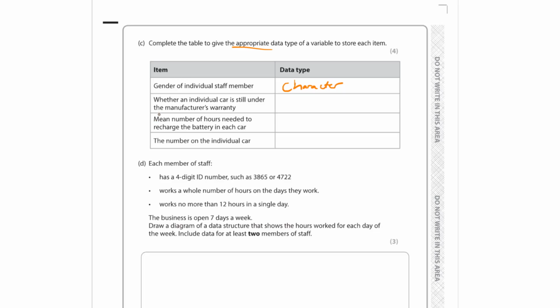So next one, whether an individual car is still under the manufacturer's warranty. This is a Boolean, i.e. it's either not or it is, so true or false for this condition. For mean number of hours needed to recharge the battery in a car, well, mean is going to end up with a fractional value, i.e. 2.45 hours. So this is best to be a real or a float, you could also call it. An integer wouldn't really work because you're doing an average here, it's meant to be accurate. And then the number on the individual car, this would be an integer because you're not going to have number 2.5 on a car, it's going to be discrete values, which is what an integer is, a whole number.